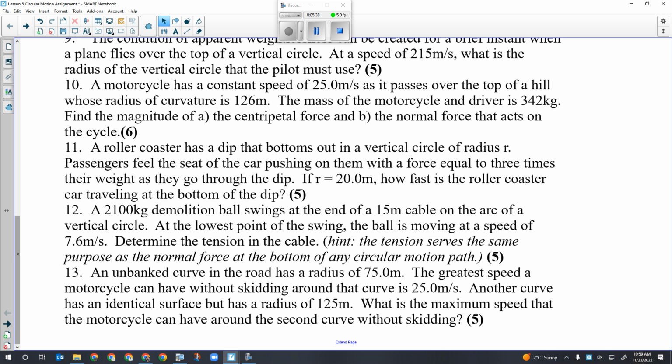Number 13 is an unbanked corner. So it shifts back from vertical circles to an unbanked curve question, but you guys know how to do unbanked curves. Like I said, don't overthink them. Everything is there that you need. Some of them might be two-step questions, but there's nothing there we haven't done multiple times already. You've got the rest of today's class, that's 25 minutes, plus you'll have all of tomorrow's class to work on this, so don't do it for homework tonight, or you'll have nothing to do tomorrow.